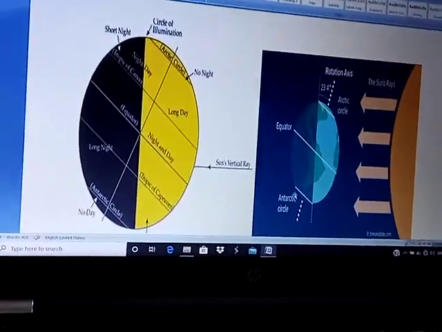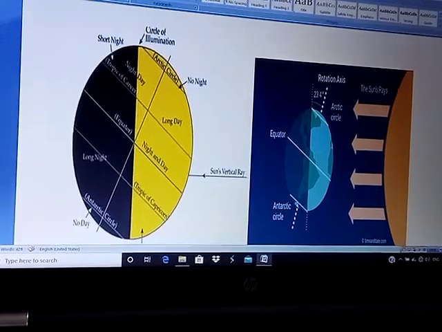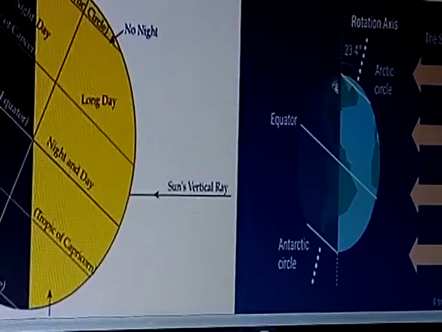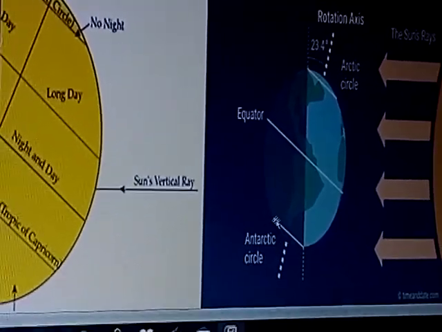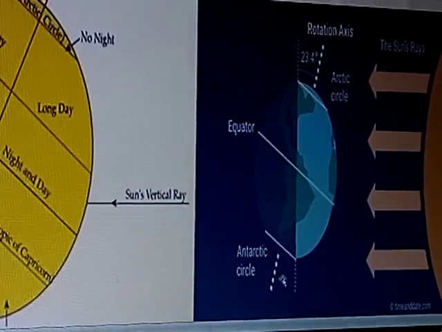Again you can see the diagram. The south pole will never see the sunlight. You see, this part is the fully dark part. This is the line of illumination. This is the fully dark part, and that is why the south pole will never get the sunlight.